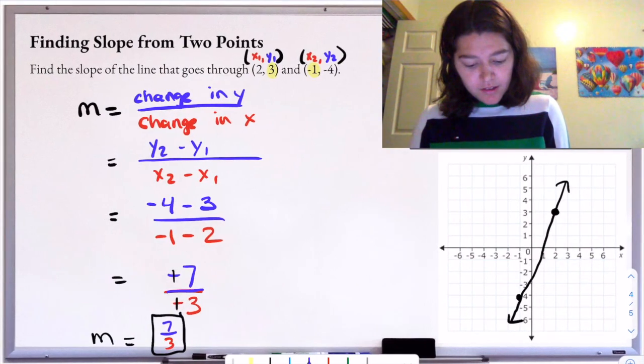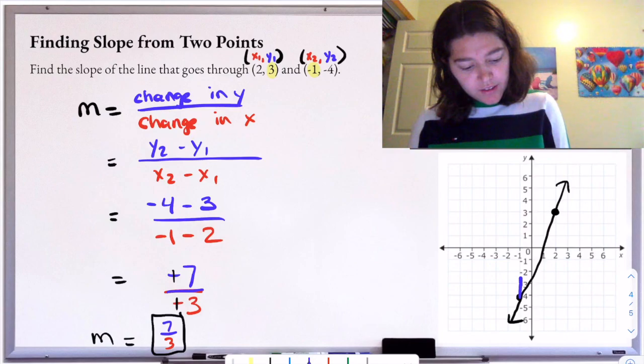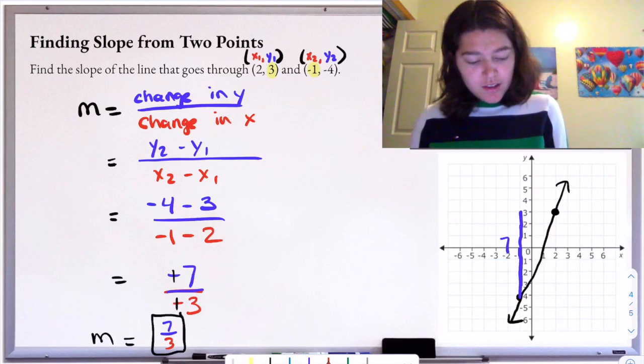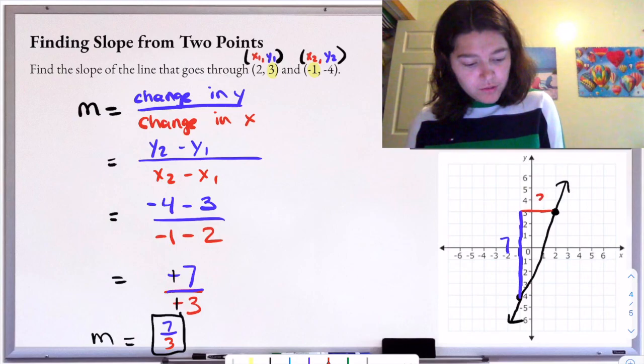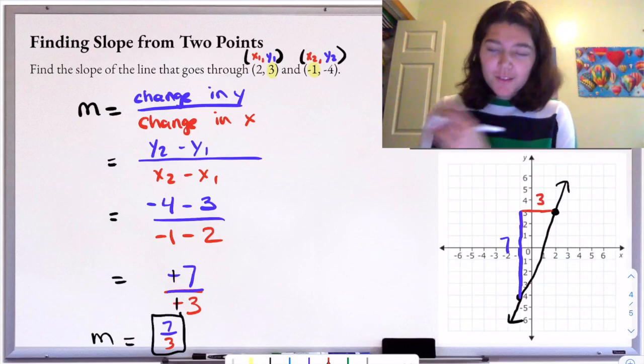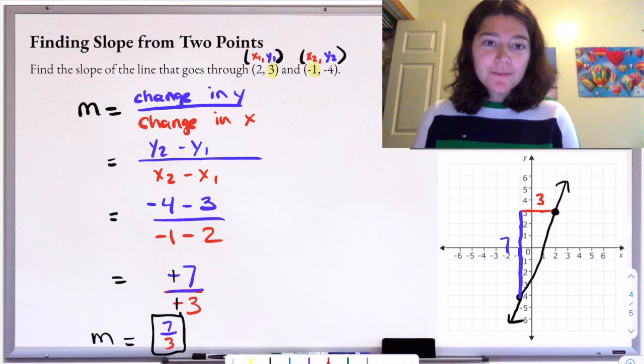And then let's just check this. I'm going up 1, 2, 3, 4, 5, 6, 7. Okay, so that's my rise or my change in y of 7. And then I'm going to go right 1, 2, 3. That's my run or my change in x of 3. So thus it's the slope 7/3.